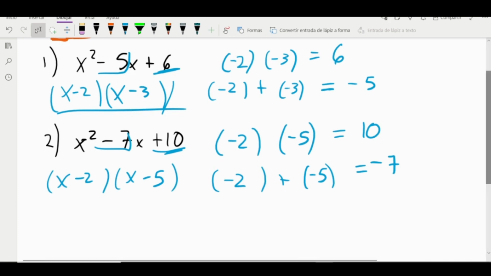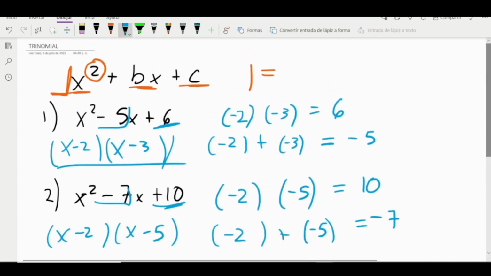Just remember, if you want to apply this method, you're required to have a trinomial, a quadratic expression, and the quadratic term must have the coefficient equal to 1. So that's the situation here.